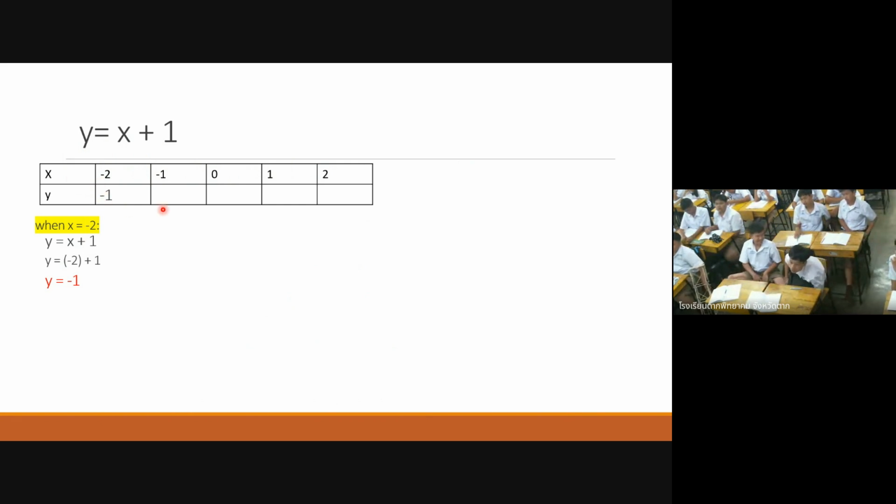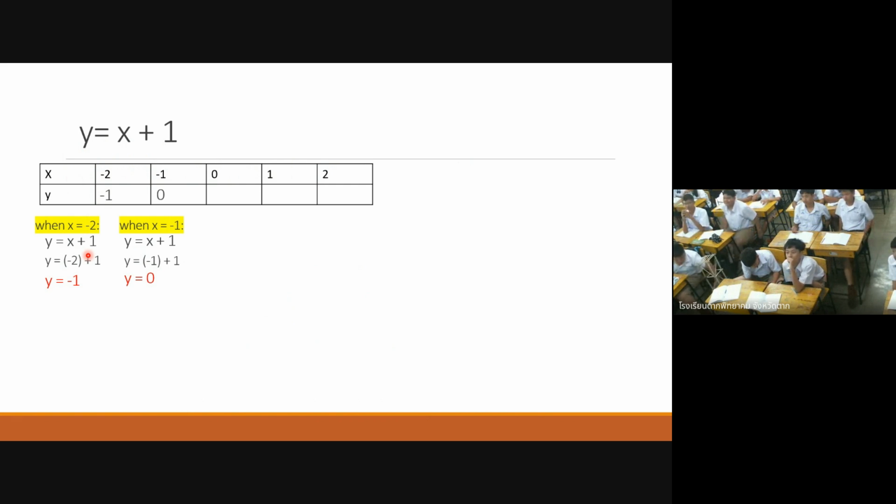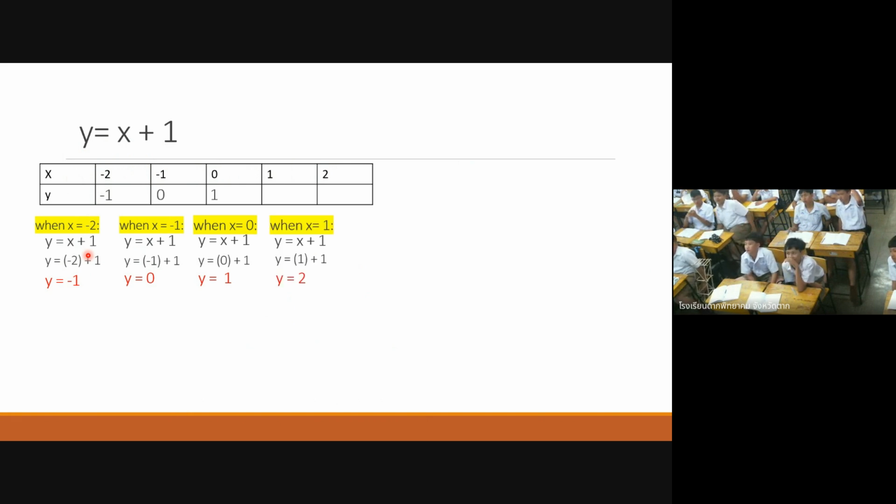Okay? How about when x is negative 1? What's the value of y? The value of y is 0. X is negative 1, so we're going to substitute it. How about when x is 0? What's the value of your y? 1. How about when x is 1? What's the value of your y? 2. When x is 2, what's the value of your y?